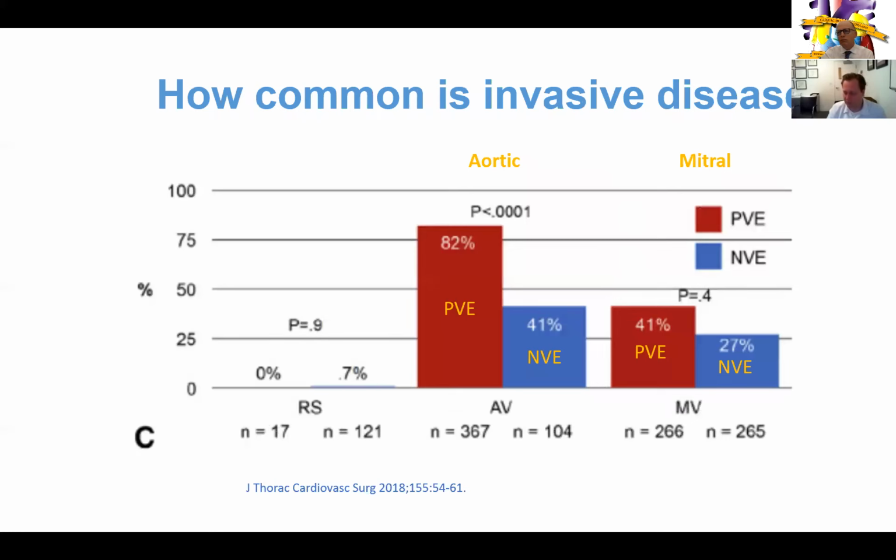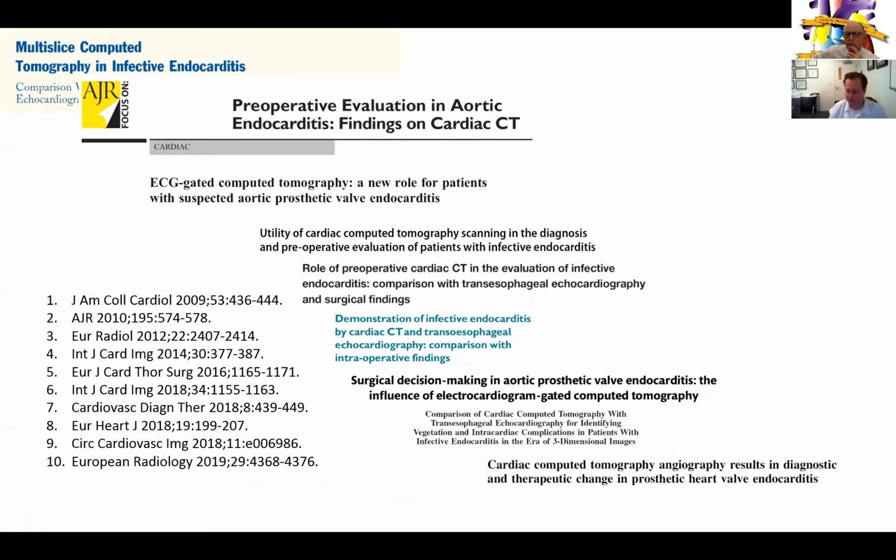The second point to emphasize is that invasive disease is essentially the norm when you have a prosthetic valve that at least has a surgical indication. So again, this is the same cohort of patients who went for surgery. And you can see that in patients who had aortic prosthetic valve endocarditis, over 80% had evidence of invasive disease. So it's common with left-sided disease and particularly common with prosthetic valve endocarditis.